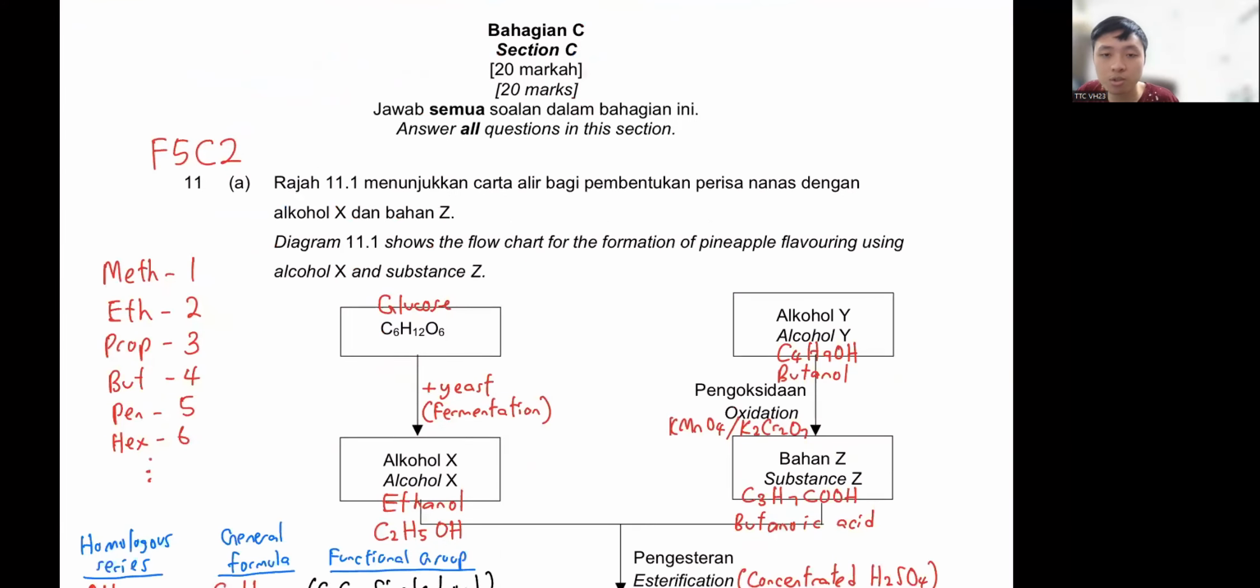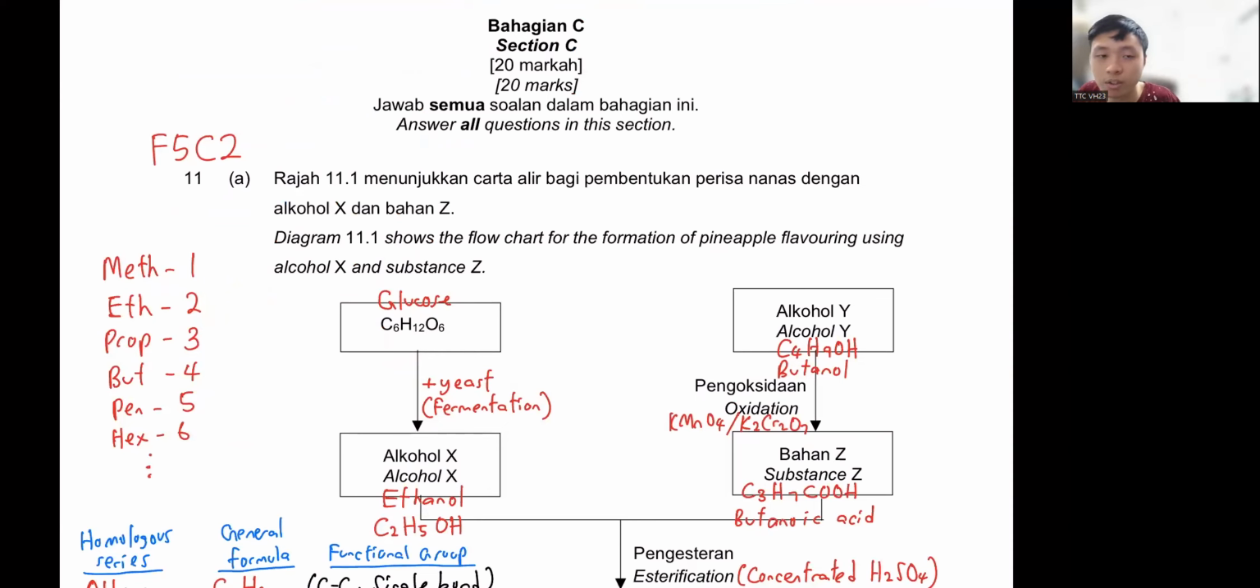Done. Okay. Last question. This one is question 11, from March. Now this one you still remember how to look at the reaction. Glucose changes to ethanol. Only one alcohol is possible, which is ethanol. It cannot be methanol, propanol or butanol. Glucose can only become ethanol. It undergoes fermentation, where glucose is added with yeast, and becomes ethanol.